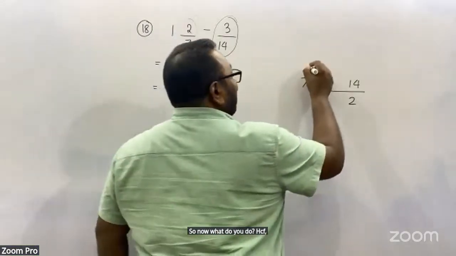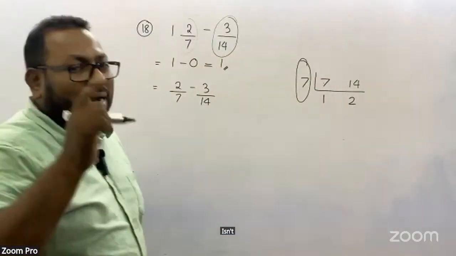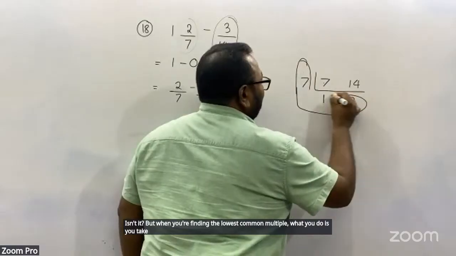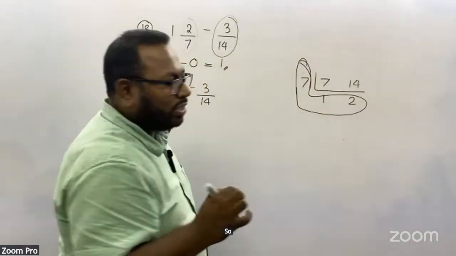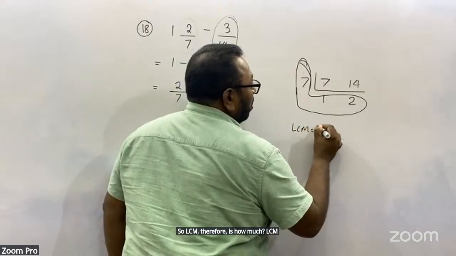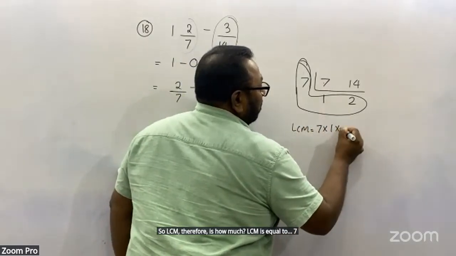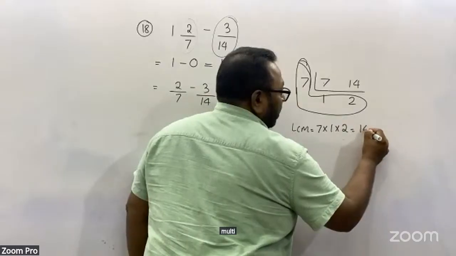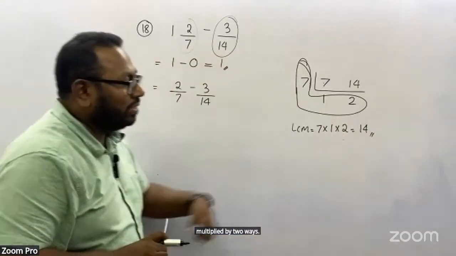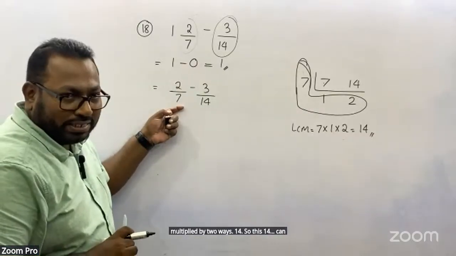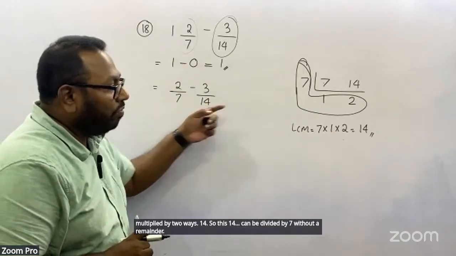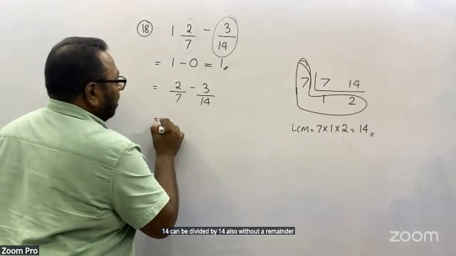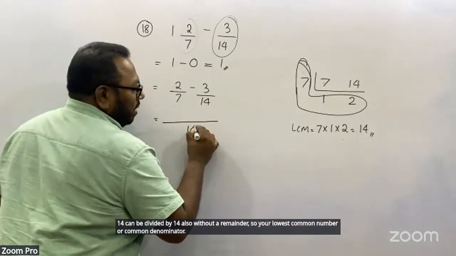For the HCF, we only took the numbers like this, isn't it? But when you're finding the lowest common multiple, you take all of these numbers. So LCM therefore is how much? LCM is equal to 7 into 1 into 2. How much is that? 7 multiplied by 1 is 7, multiplied by 2 is 14. So this 14 can be divided by 7 without a remainder. 14 can be divided by 14 also without a remainder. So your lowest common denominator is going to be 14.